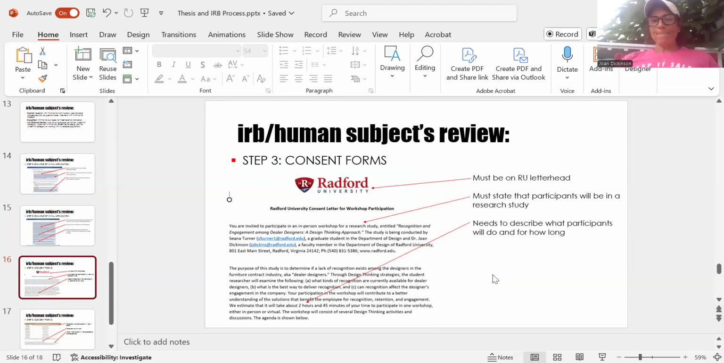Consent forms. You have to get consent to participate in this study. First of all, your consent forms have to be on Radford University letterhead. The beginning of the consent form has to state that the participants are participating in a research study. And the consent form has to talk about what exactly participants are doing and how long they are expected to do it. So you have to describe exactly what people are going to do, if it's a workshop, if it's interviews, if it's a survey, etc.